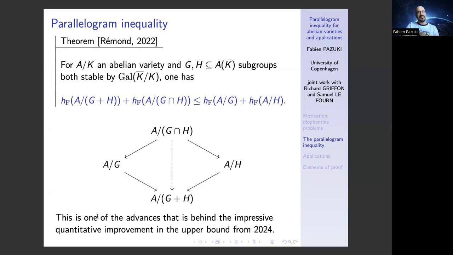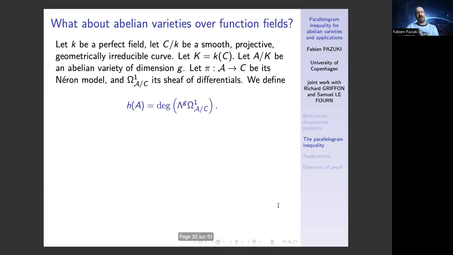I said that several times already, but here, let me just stress the word one. Of course, this is not only because of this that they're able to improve in 2024, but this plays a role. So I selected this one because I'm interested in the height. So yeah. All right. So my question now is, what about abelian varieties over function fields?